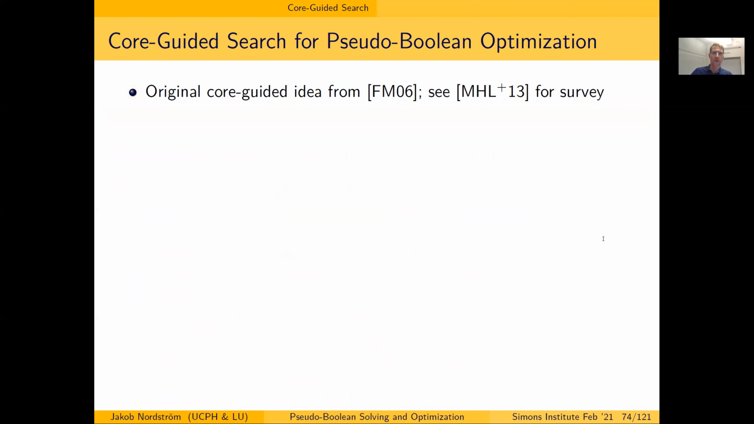Okay, and this original idea in MaxSat comes from a paper by Fu and Malik and has been developed in a number of different directions. So see this survey in the references.